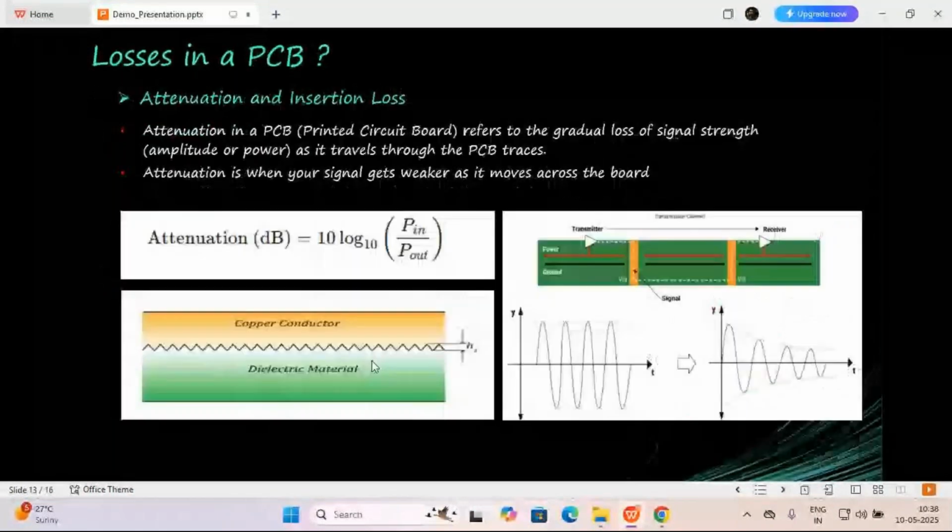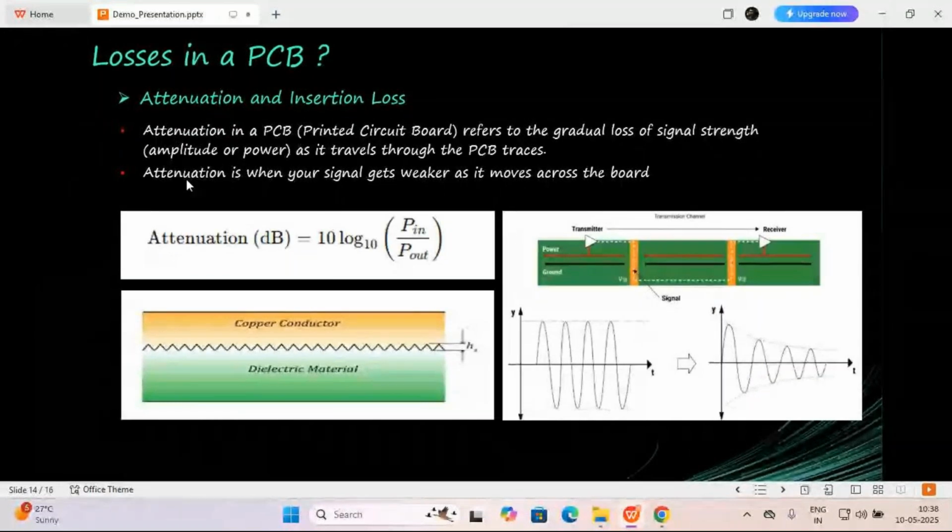Then this is attenuation and insertion loss. So attenuation in a PCB refers to the gradual loss of signal strength as it travels through the PCB traces. Attenuation is when your signal gets weaker as it moves across the board. So attenuation is given by the formula P in by P out, where P in is the input power and P out is the output power.